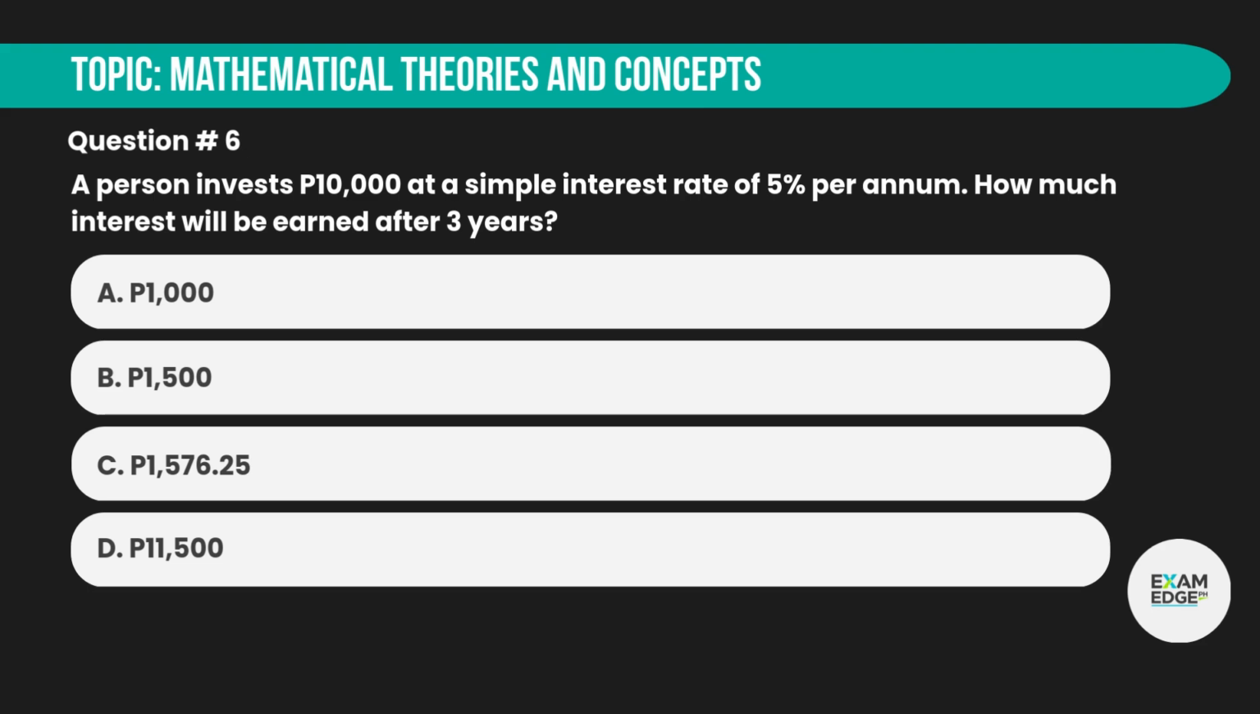Question number 6. A person invests 10,000 pesos at a simple interest rate of 5% per annum. How much interest will be earned after 3 years? A. 1,000 pesos. B. 1,500 pesos. C. 1,576.25 pesos. D. 11,500 pesos.